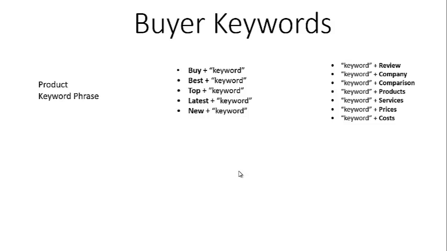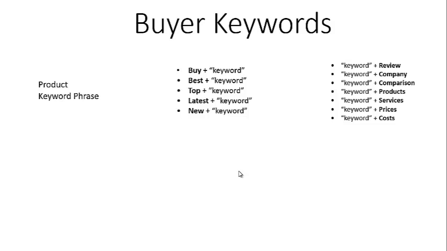Then you've also got things with your keyword towards the beginning, like table tennis table review, table tennis table company, table tennis table comparison, product, services, prices, costs. I'm sure you get the idea. We've got our main keyword, and then we turn that main keyword into buyer keywords.